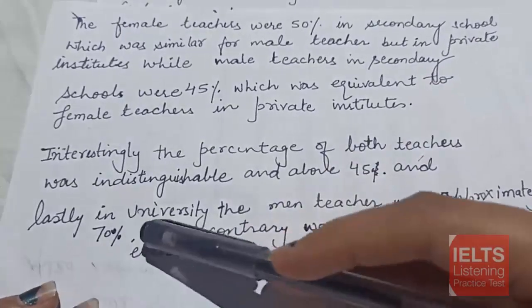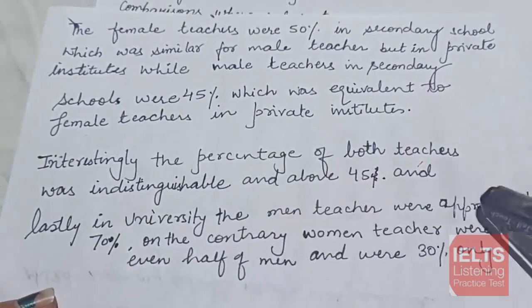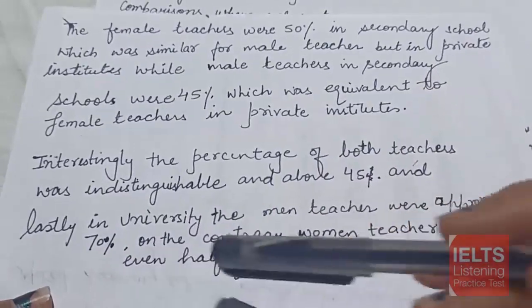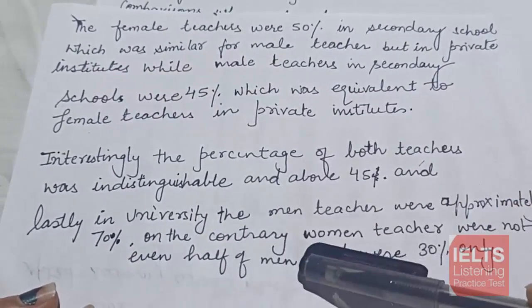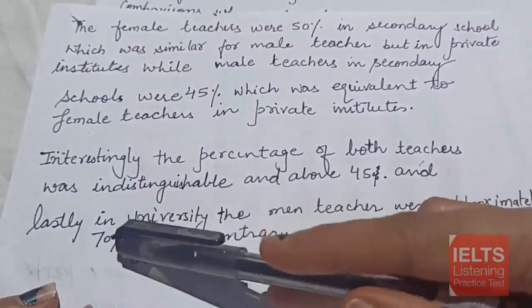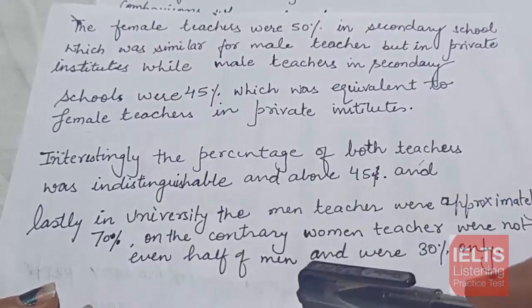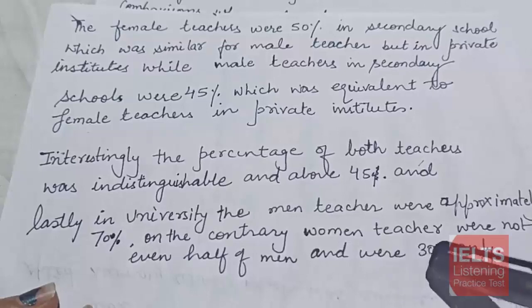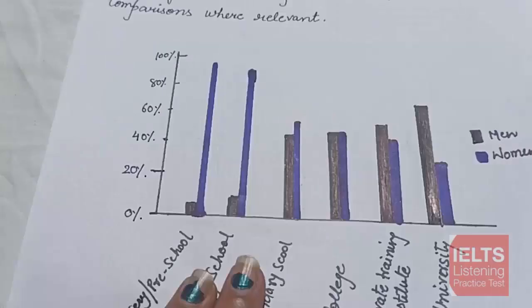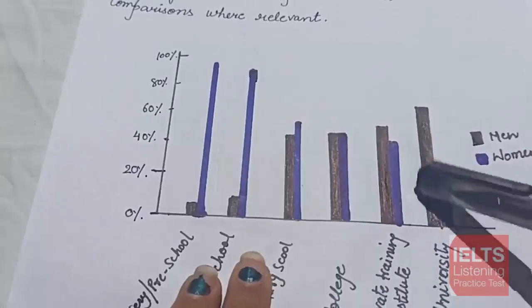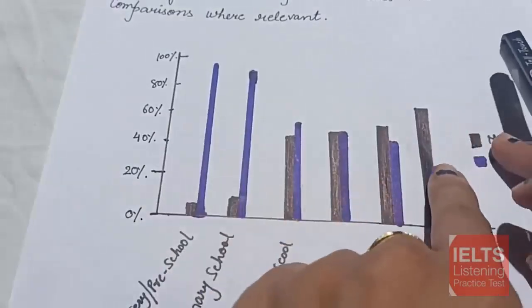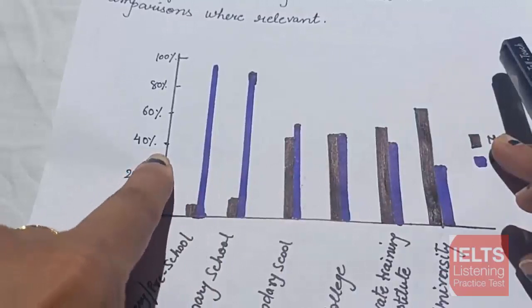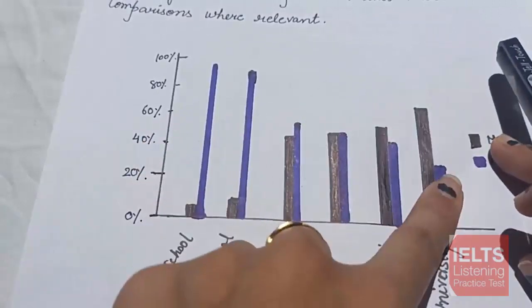So lastly, in university, the men teachers were approximately 70%. On the contrary, women teachers were not even half of men. Okay, so men were 70%, but women were not even half of them and were 30% only. Have a look over there. So this is 70% and they are not even 35%. They are almost 30% only. Okay, they are in the middle of 40 and 20, so they are 30% only.